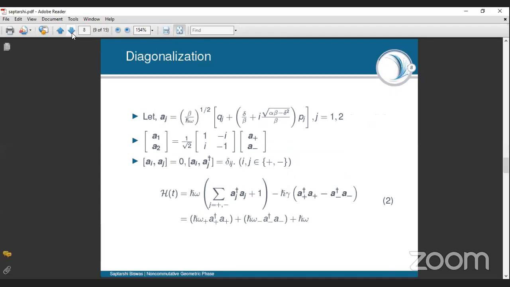This Hamiltonian can be diagonalized in terms of these ladder operators K plus minus, which can be easily derived from the ordinary harmonic oscillator ladder operators after incorporating a suitable group of linear transformations, because the Hamiltonian is in bilinear form. Next slide.